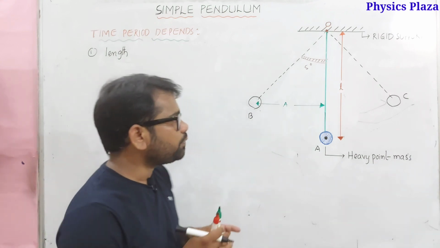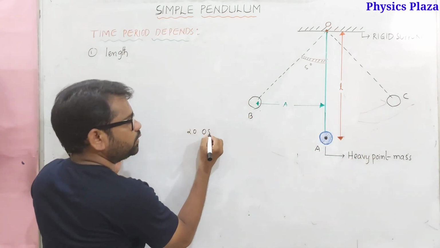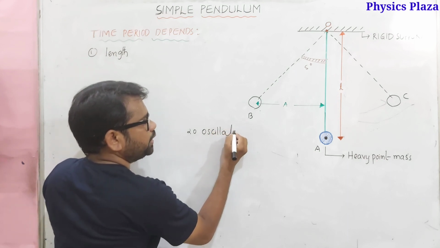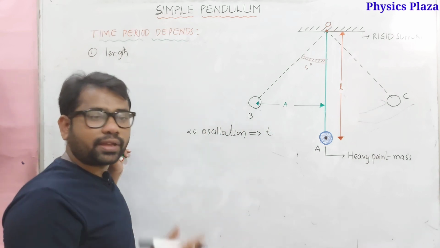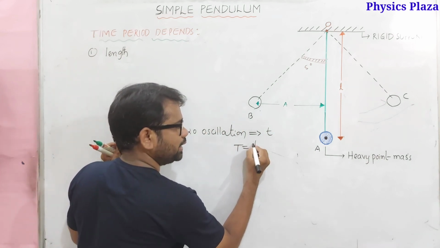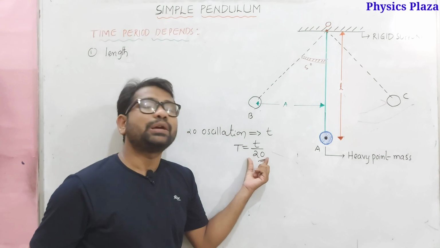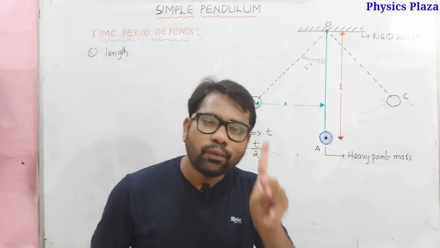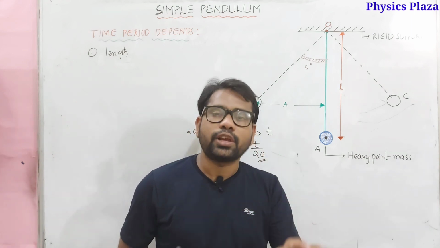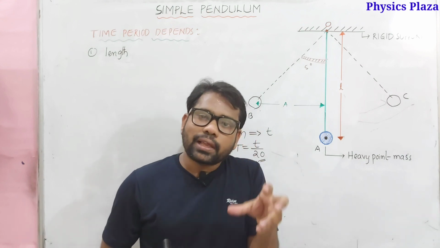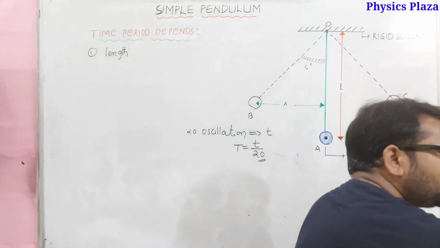First of all, we calculate the time taken for 20 oscillations. For example, to complete 20 oscillations, the time taken is small t. Then how can you calculate the time period? Time period is equal to t by 20. When you divide this time by 20, you get the time taken for one oscillation. The benefit is that we get a more accurate value. To get a more accurate value, we calculate the time period for many oscillations and take an average.